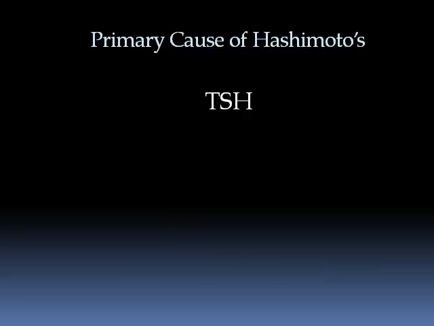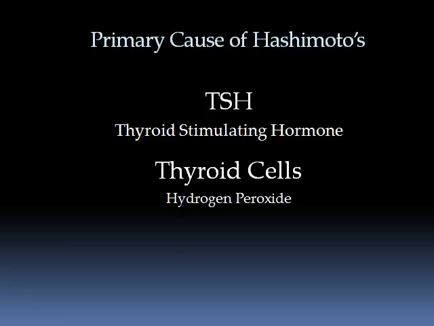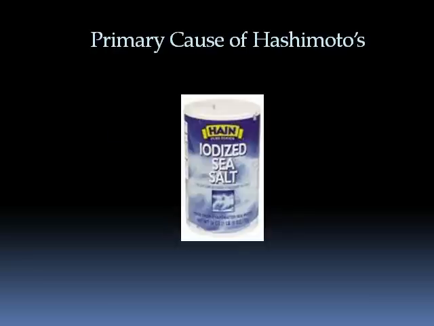So we'll start at the very beginning, which is with the hormone called TSH, or thyroid stimulating hormone. TSH's action on the thyroid cells is to stimulate them to produce more hydrogen peroxide. The role of hydrogen peroxide is to help convert iodide into iodine. Iodide is the form of this trace mineral that you find in iodized salt.